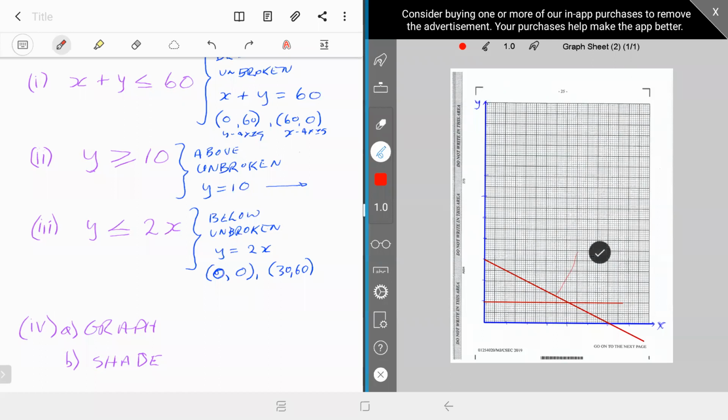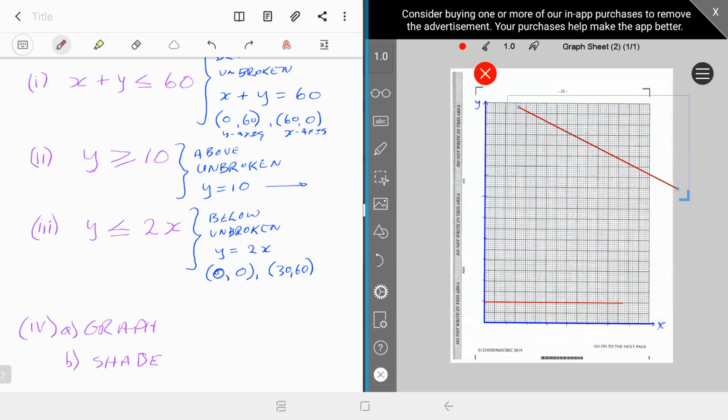I can maybe use about these 2 lines. Let's put them up here for the time being. I'm going to use about these 2 lines, right? So the first thing I want to do is to put in the scale. Remember the scale said 2 centimeters to 10 for this one. That's what the question said for this one.